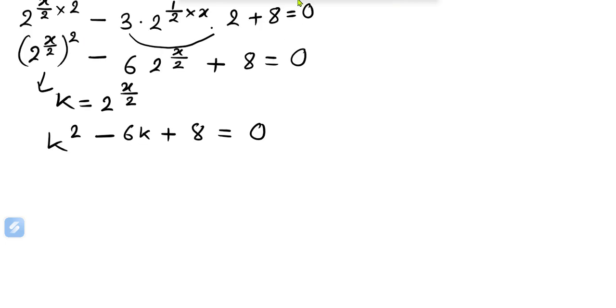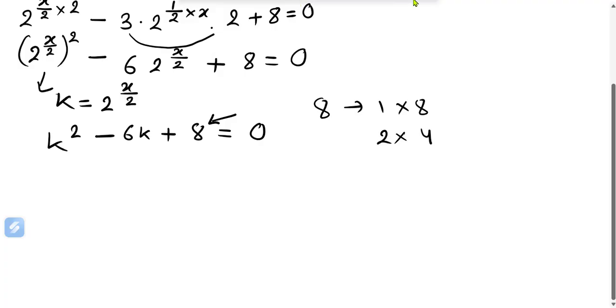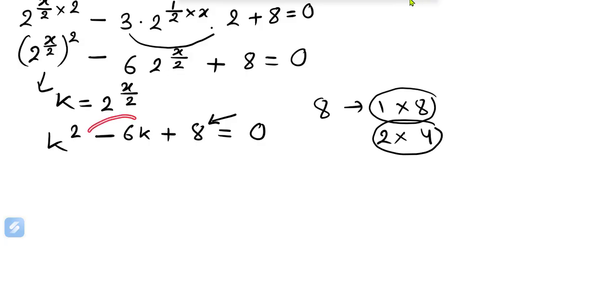Now here we do factorization. To do factorization, we get the factors of 8. So the factors can be like 1 times 8. It can be 2 times 4. So the first is 1 and 8 factors, and the second is 2 and 4 factors. Now using these two factors, we have to get minus 6. So from these first factors, minus 6 is not possible.